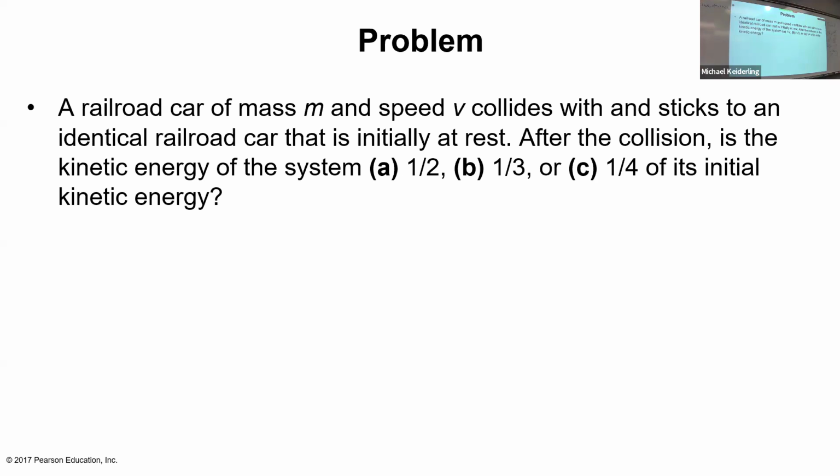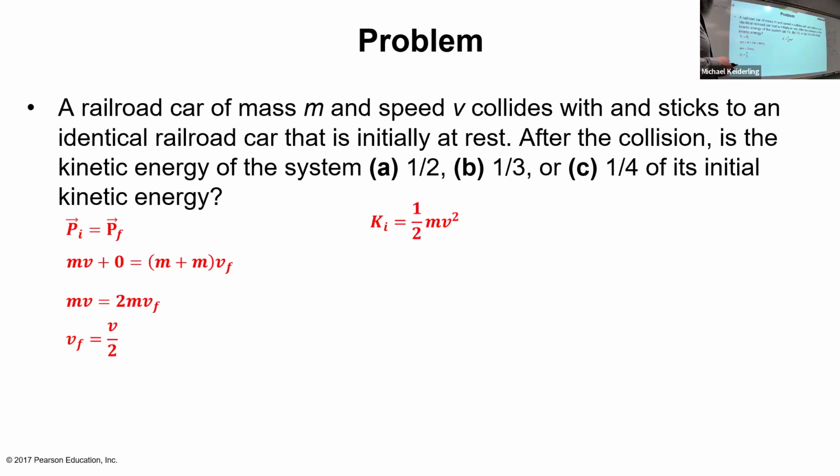So let's work this out. Momentum initial equals momentum final. So mass times velocity plus 0, because the first car has mass m and is moving at speed v. The second car has mass m, but it's moving at speed 0, so its momentum is 0. That equals the two masses together times v final. So mass times v equals 2 times mass times v final. So v final is going to be half of our initial velocity.